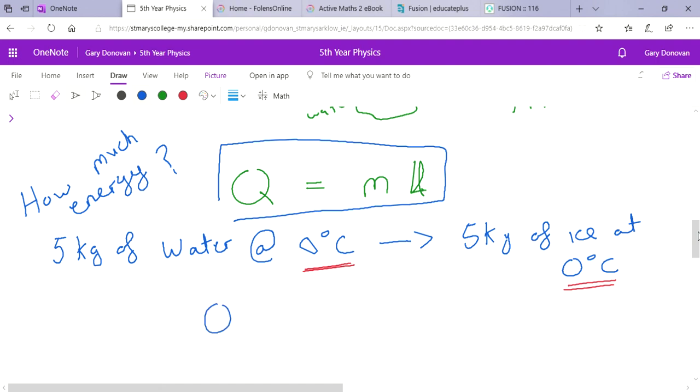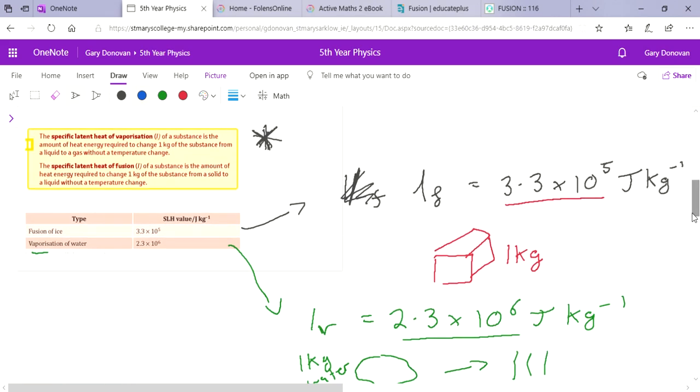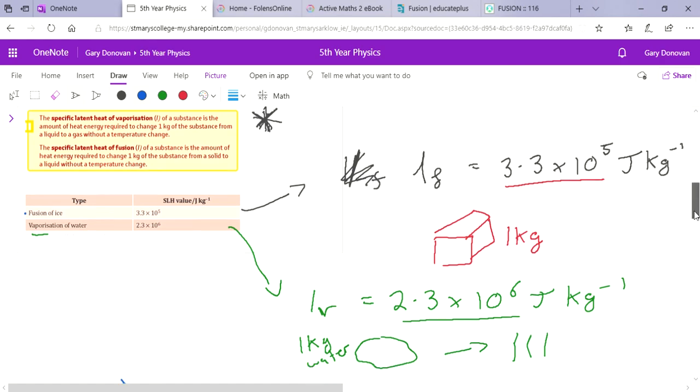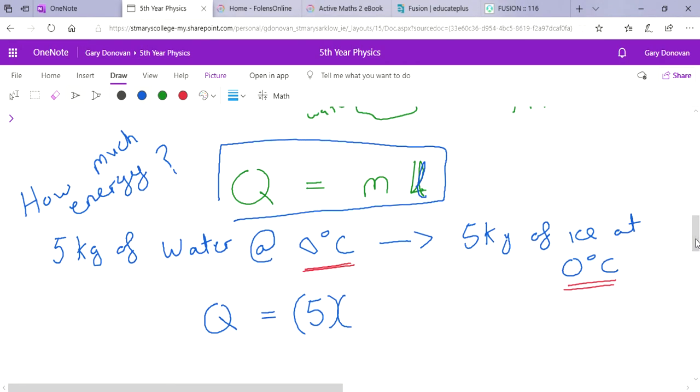The amount of energy, Q, is equal to the mass, which is 5, times the specific latent heat. Now you just have to make sure you pick the correct specific latent heat. So this is water to ice, so we're looking at fusion of ice. Our L is lF in this case, which was 3.3 times 10 to the power 5. And you can type that into your calculator. What is it? 16.5, I think, times 10 to the power 5 joules. That's how much energy you'd need.